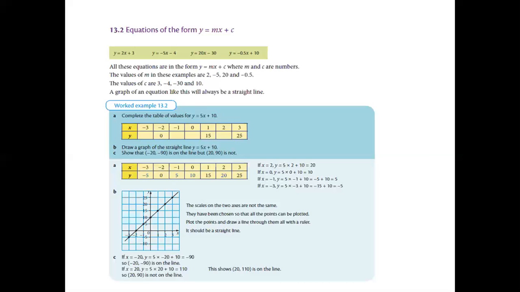For example, 5, minus 3, or 1.5, and so on. So the values of m in these examples are 2, minus 5, 20, and negative 0.5. The values of c are 3, minus 4, minus 30, and 10. A graph of an equation like this will always be a straight line.